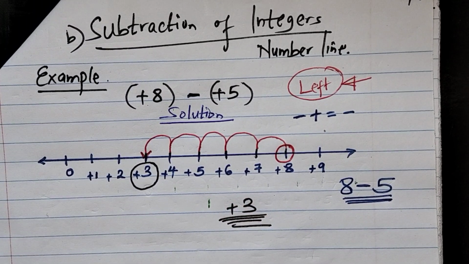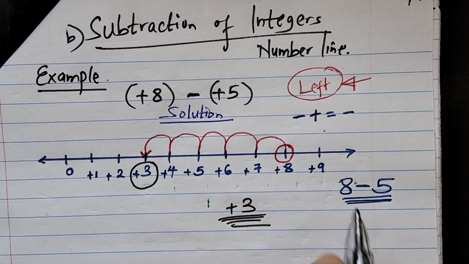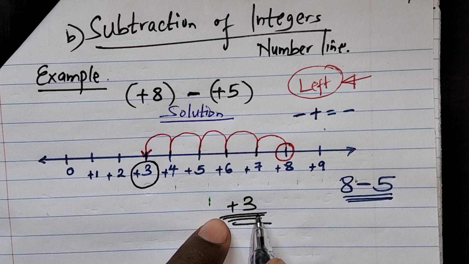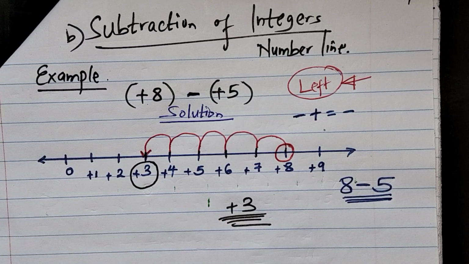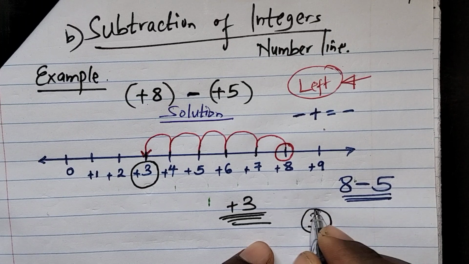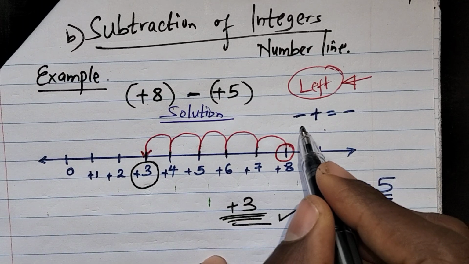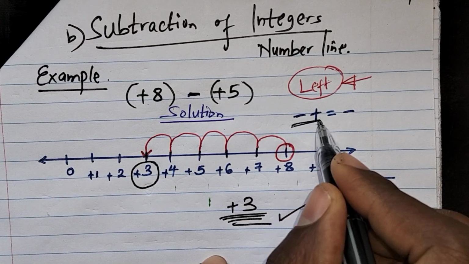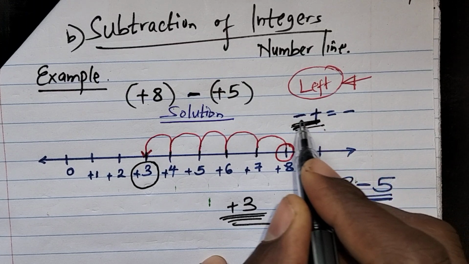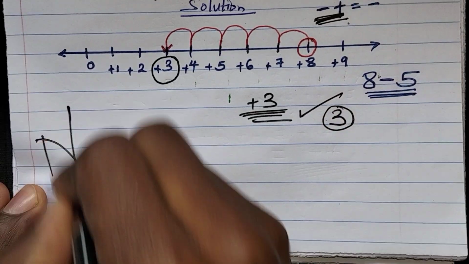In other words, positive 8 minus positive 5 is like 8 minus 5, which is positive 3. Remember, positive integers can be written as whole numbers without a positive sign, but I hope you understood that procedure. It is important now that I've brought out something that you have not done before about positive and negative signs interacting. So I would want you to note the following.